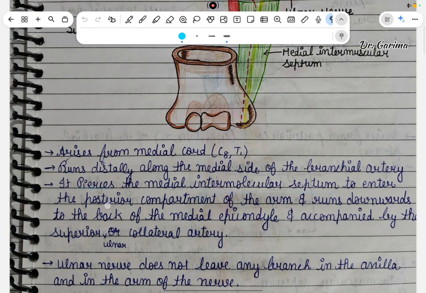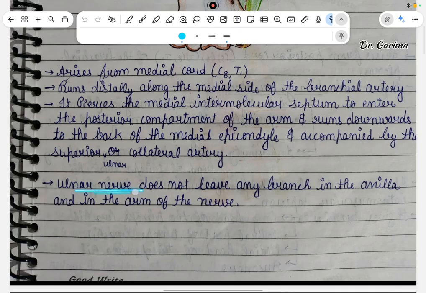septum to enter the posterior compartment of the arm and runs downward to the back of the medial epicondyle, accompanied by the superior ulnar collateral artery. The ulnar nerve does not give any branch in the axilla and in the arm.